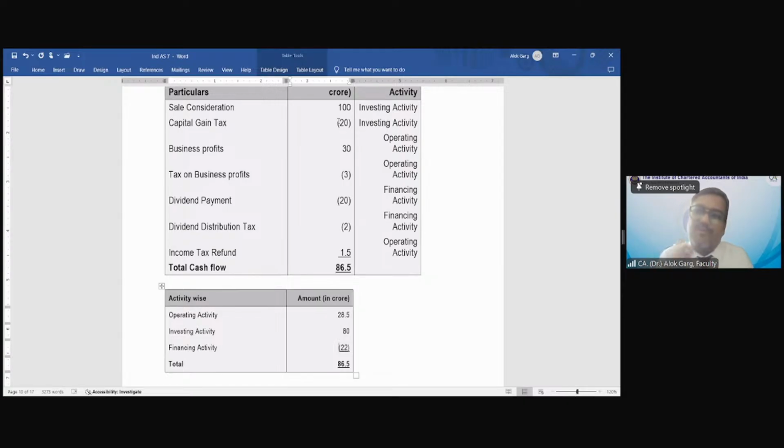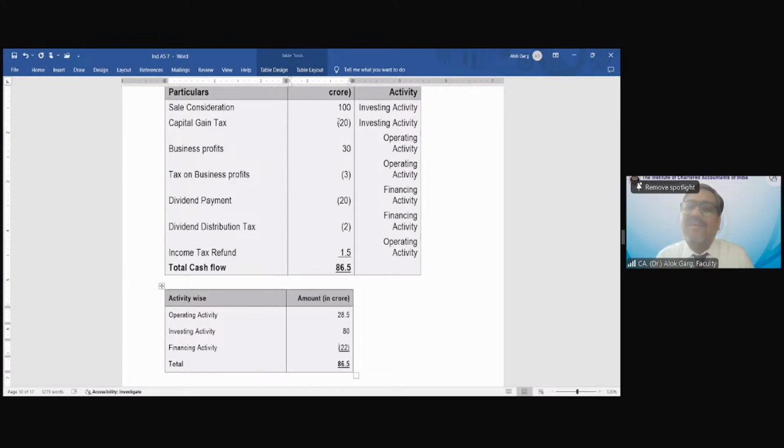What is your net cash flow from operating activity? 30 crore you have received as profit. 3 crore you have paid as income tax. Net is 27. 1.5 crore you have also received as income tax refund. So 27 plus 1.5 is 28.5. So 28.5 is the net cash flow from operating activity. What is financing activity? You have paid a dividend of 20 crore and 2 crore. So what is my net cash flow from financing activity? It is 22 crore, not 18 crore.